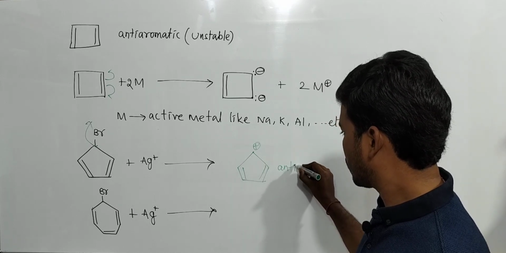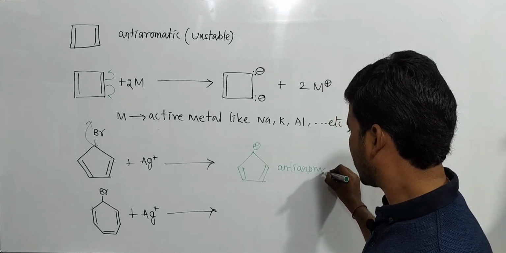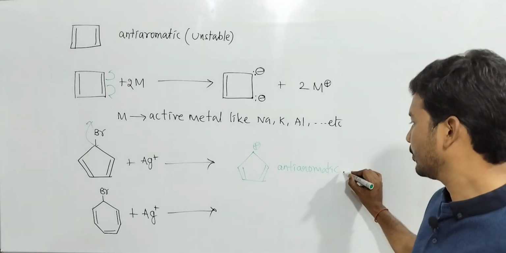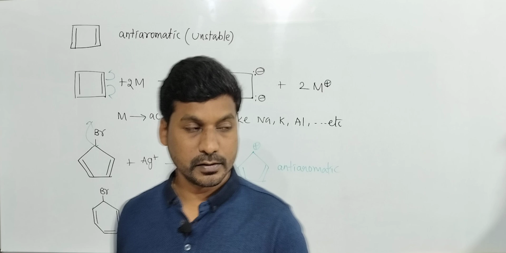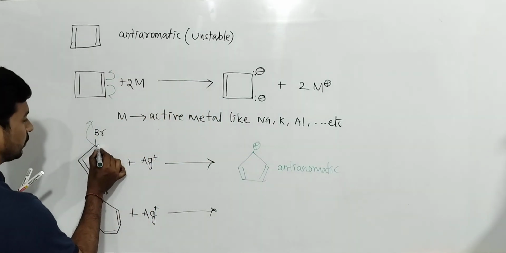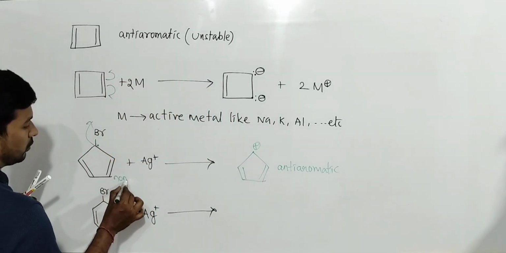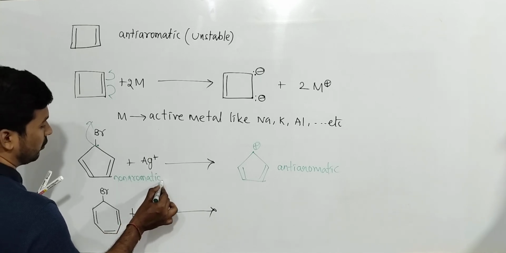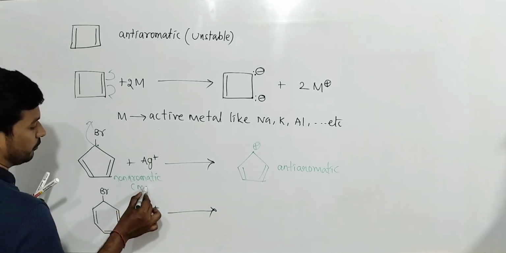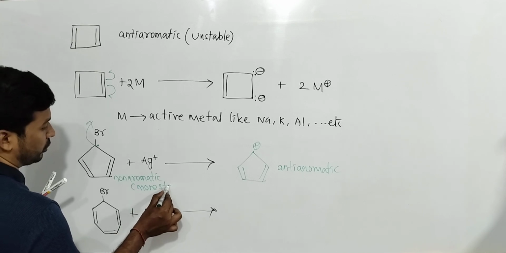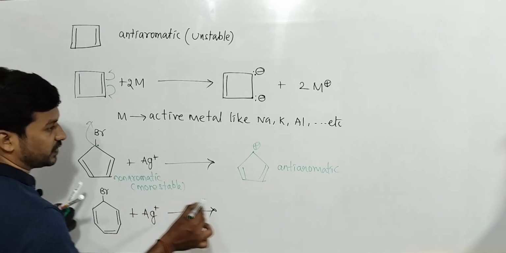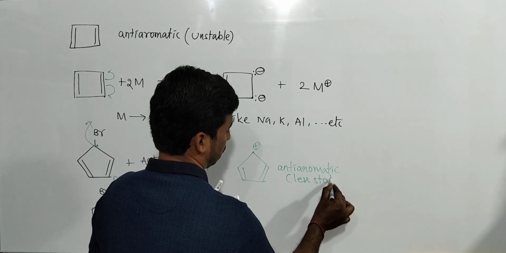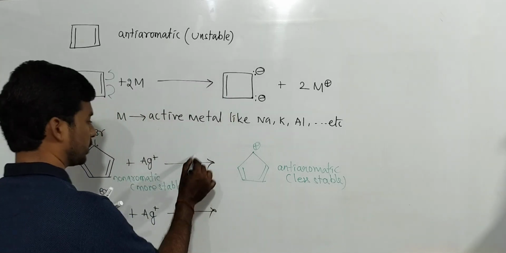Anti-aromatic. If that lost electron, that becomes anti-aromatic. Anti-aromatic means unstable. This is non-aromatic. This is sp3 carbon, non-aromatic. Between non-aromatic and anti-aromatic, which is more stable? Non-aromatic is more stable. This is less stable. That's why this reaction does not take place.